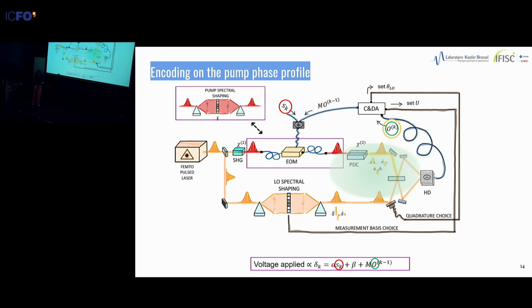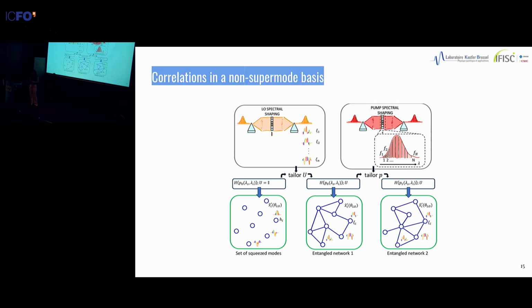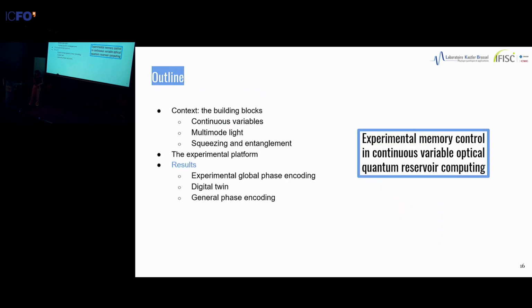Another thing that we could do, but we didn't until now in the experiment, is to actually exploit the fact that we have a broadband source and do some pump spectral shaping as well. So just to recap, we have our squeezed modes out of our crystal. We measure them in an interesting way, so we have correlations. And if we change the original pump, well, the system will change again. So we will have a lot of diversity that we can exploit to do our reservoir computing.